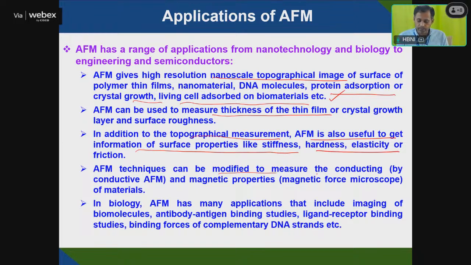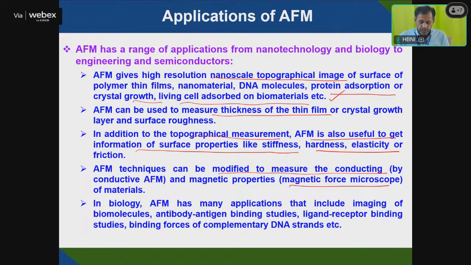The AFM technique can be modified to measure the conducting nature, that is conducting AFM, called EFM, electric force microscopy, or you can use magnetic force. Mostly in AFM we use van der Waals force. We measure the van der Waals attractive force between the sample surface and the probe in the case of the atomic force microscope. But in the case of a conducting sample, the electric force microscope can be used. If a magnetic material is there, you can use the magnetic force of attraction, that will be magnetic force microscopy, MFM.